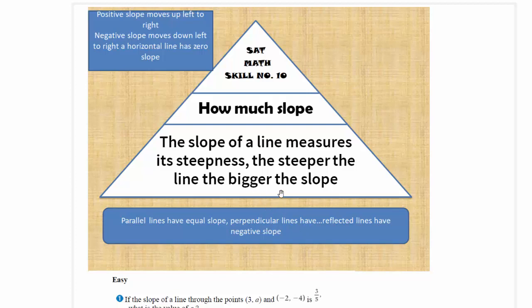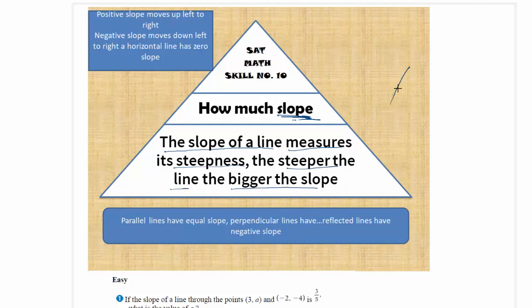Okay, so let's get started with SAT Math Skill number 10, which is related to the slope, right? Any question which deals with the slope, if you master this skill, you will not face any problem in those questions. The slope of a line measures its steepness, right? The steeper the line, the bigger the slope.